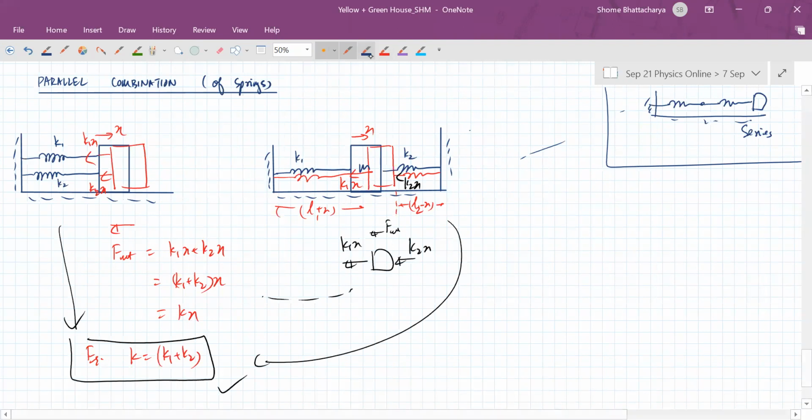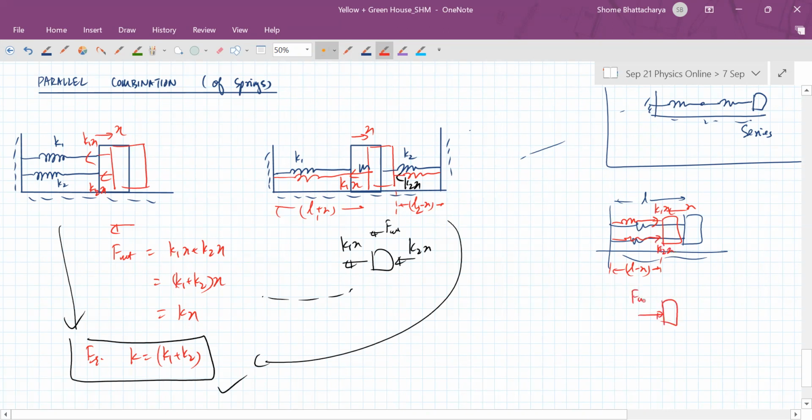The block can be moved in either direction. It will give you the same result. So for example, this is the natural length position. Now if you displace the block in this direction by x, both the springs are getting compressed by x. So they'll both apply pushing force. So on this block, there is a net force opposite to the displacement. Same thing.